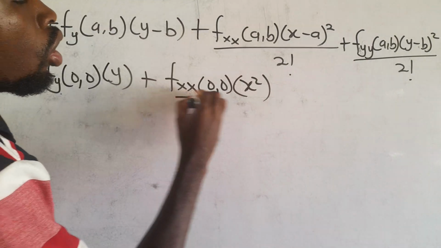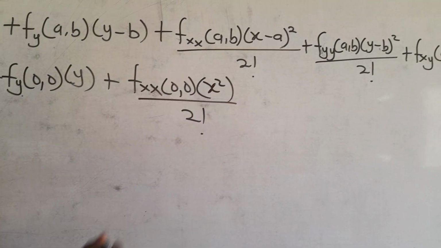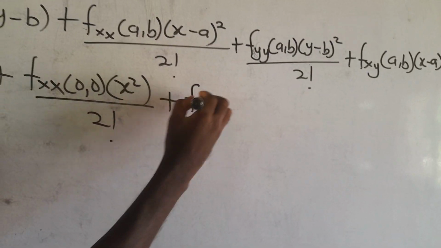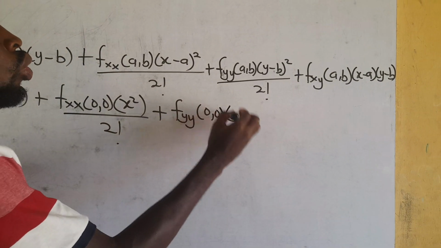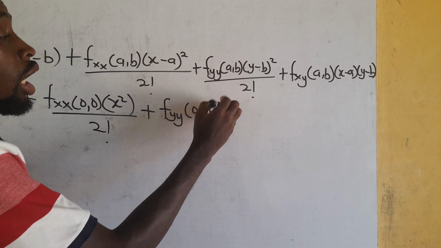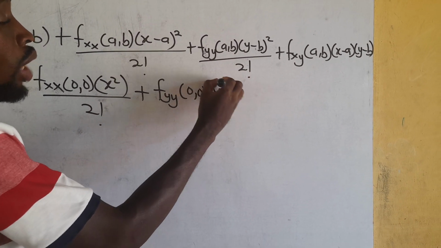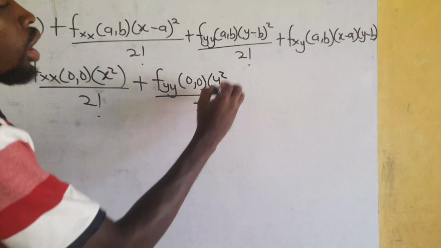Square will be x squared all over 2 factorial. Then plus the partial differentiation of the function with respect to y twice, centered at 0, 0. Y minus 0 is still y. Square will be y squared all over 2 factorial.